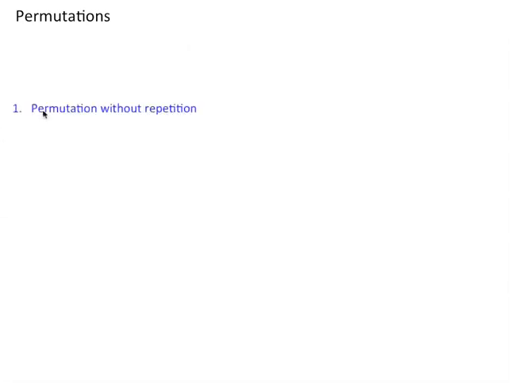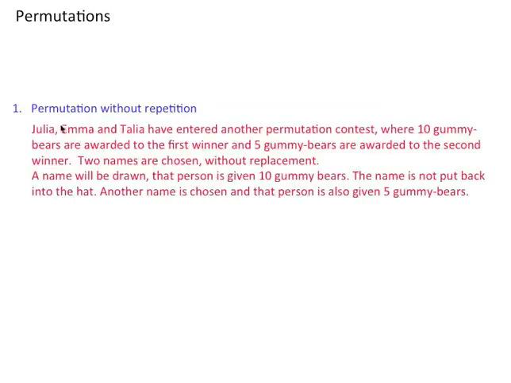Permutations. And we're going to be looking at permutations without repetition. Okay. So here's an example. Julia, Emma, and Talia have entered another permutation contest where 10 gummy bears are awarded to the first winner and 5 gummy bears are awarded to the second winner. That's how you can tell it's a permutation, because there's a difference between first place and second place. Okay, so the order matters. The position matters. Permutation, position.